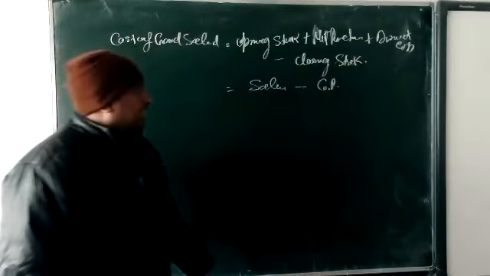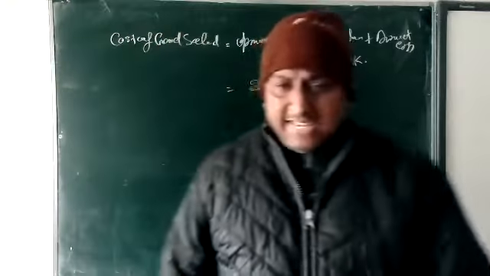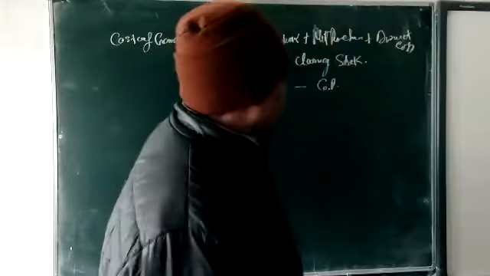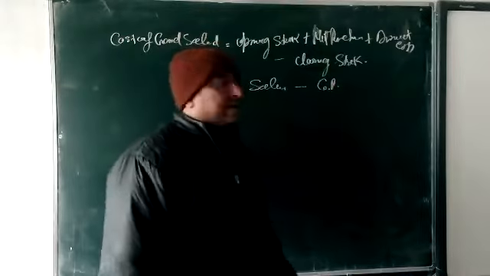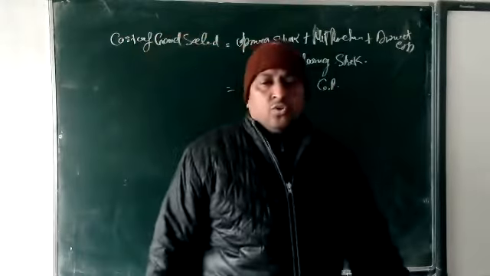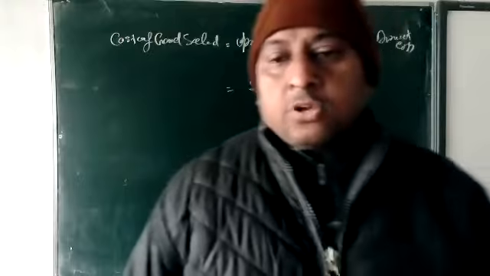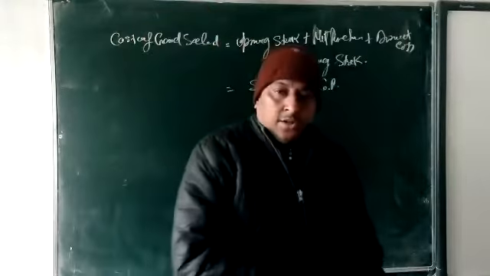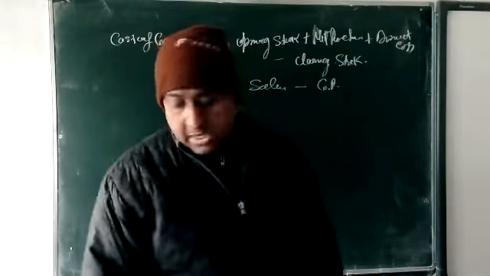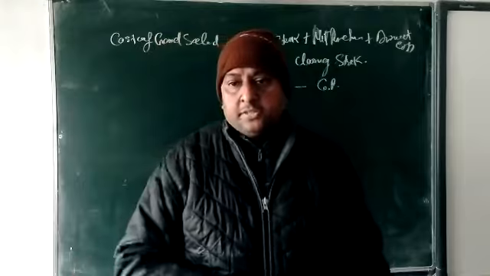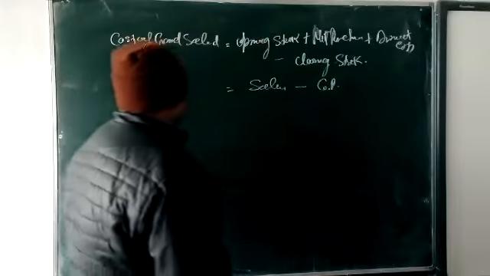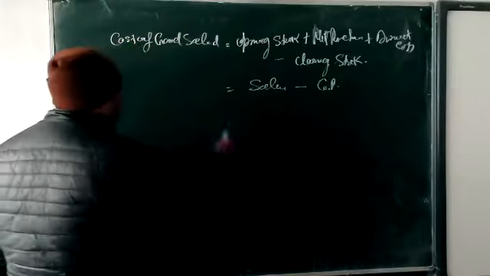Or the second formula is sales, again net sales, minus gross profit. By these two formulas, you can calculate gross profit. Okay, beta. Now start question number 3. Read. Calculate cost of goods sold from the following.